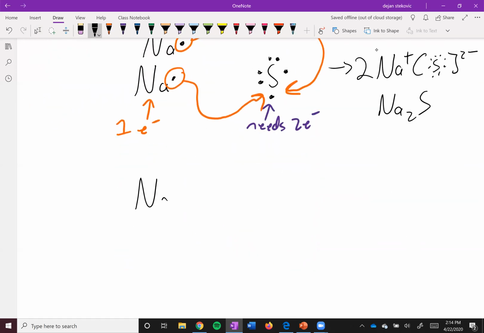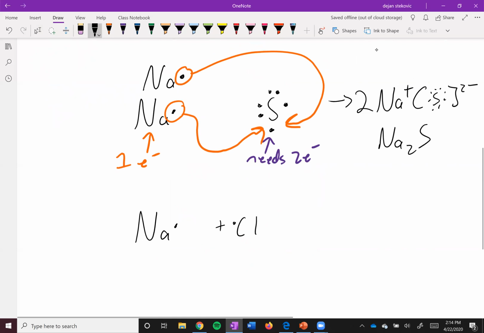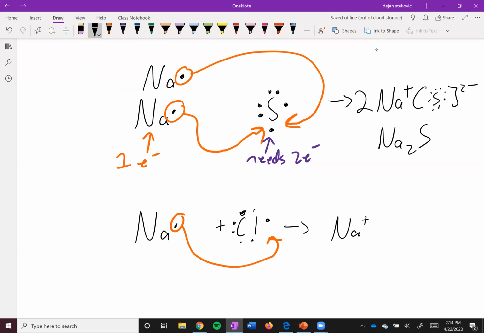Just one more final example, sodium and chlorine. Did we not do that one already? Oh, we did potassium and chlorine, I see. So 7 valence electrons, 1 valence electron. This electron is going to hop right into there, and you'll form Na plus and then a chloride, Cl minus, and so it's NaCl.